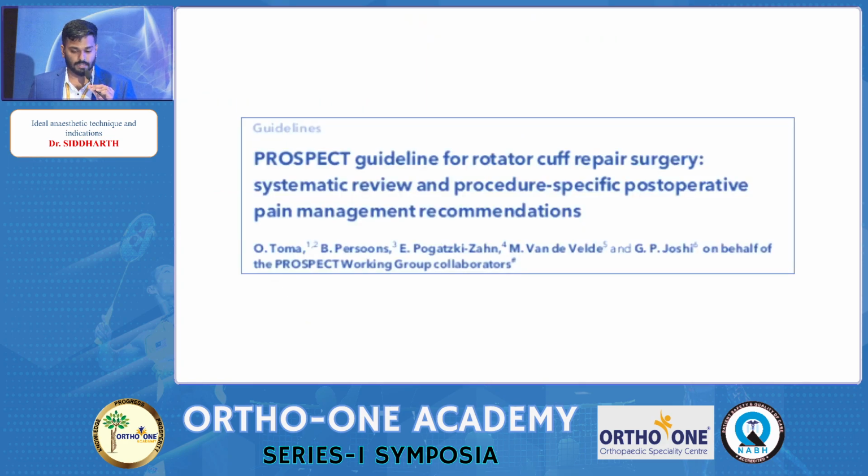This is the PROSPECT guidelines. This is procedure-specific post-operative pain management recommendations. What they are telling is, for adequate intraoperative and post-operative pain relief, the surgery is best done arthroscopically. Intraoperatively, you give paracetamol and NSAIDs along with the regional anesthesia block technique and use opioids for post-operative breakthrough pain. This is collecting all the data from 2006 to 2019, all the data that has been collected in terms of pain related to the shoulder, and this is what they are suggesting right now.